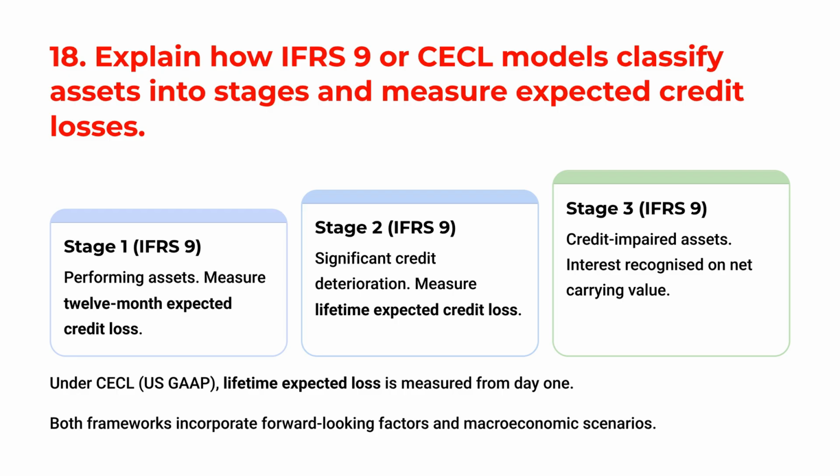Explain how IFRS 9 or CECL models classify assets into stages and measure expected credit losses. Under IFRS 9, Stage 1, Performing Assets, you measure 12-month expected credit loss. Stage 2, Significant Credit Deterioration, you measure lifetime expected credit loss. Stage 3, Credit Impaired Assets. Interest is recognized on net carrying value. Under CECL, U.S. GAAP uses lifetime expected loss from day one. Both frameworks incorporate forward-looking factors and macroeconomic scenarios.